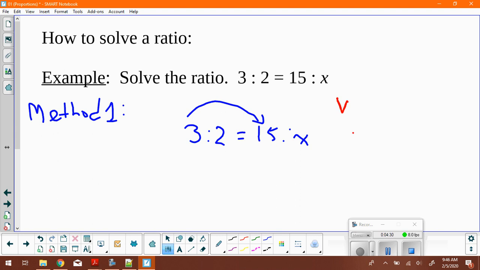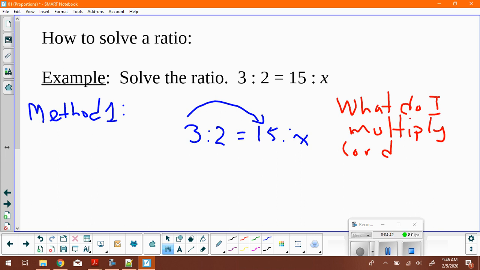I ask myself, what do I multiply or divide 3 by to get 15? What do I do to get from 3 to 15? It has to be through multiplication or division. It's not adding. It has to be through multiplying or dividing.